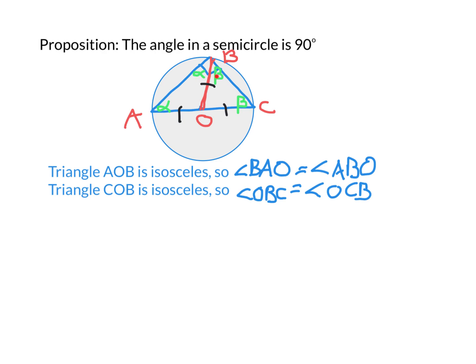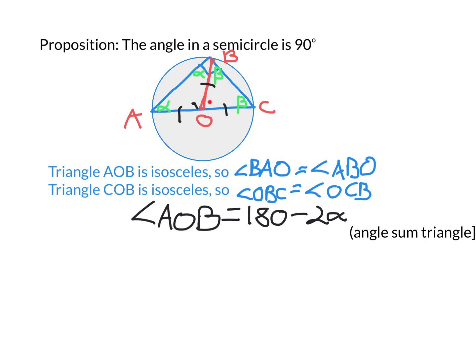Now, there's no reason that alpha and beta need to be equal. We can't assume, for example, that they're 45 each or something like that. We just don't know. Okay then, so what about this angle here? This angle here is angle AOB. Now, because the angles in any triangle add to 180 degrees, this angle will be 180 minus 2 alpha. So I'm just going to give a reason for this.